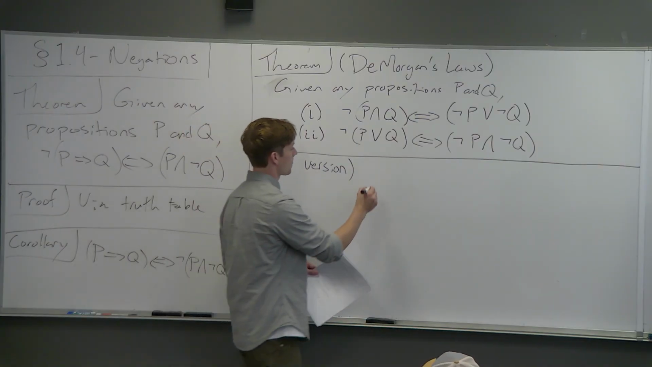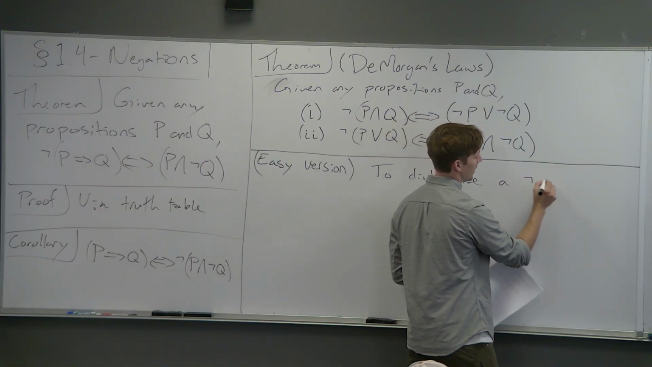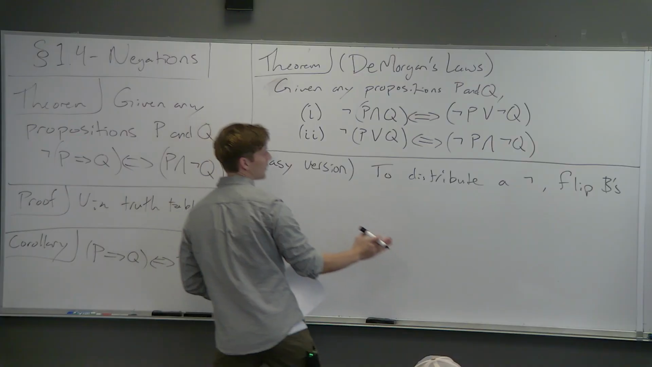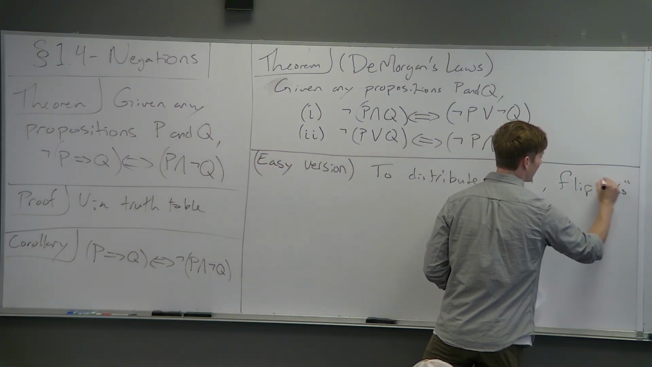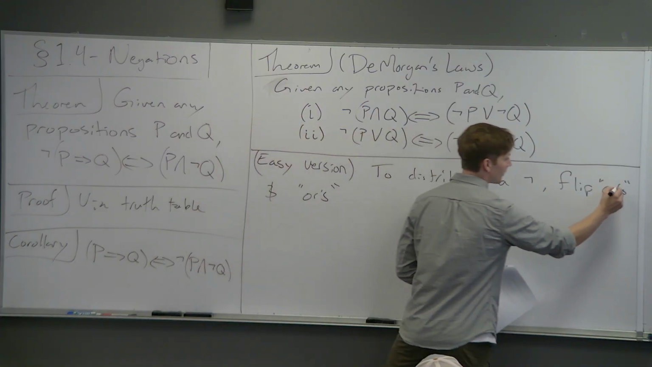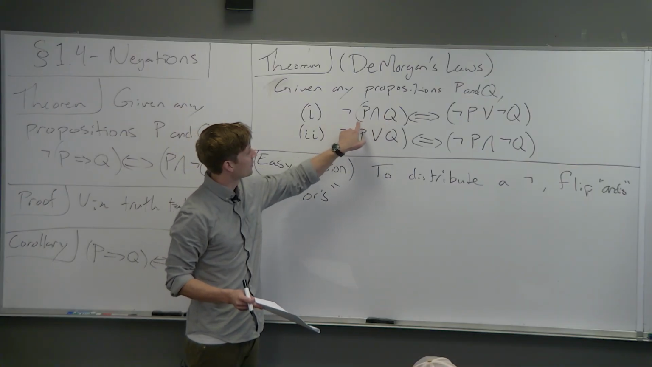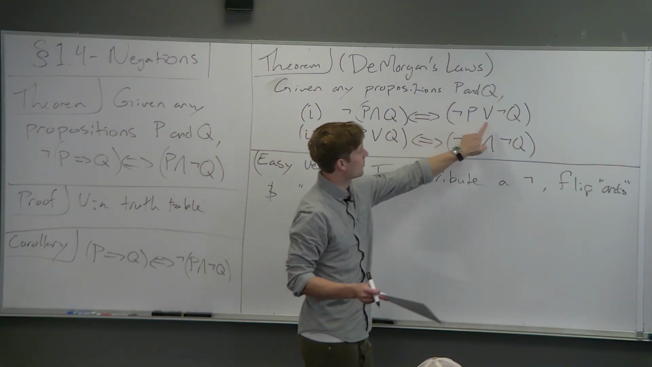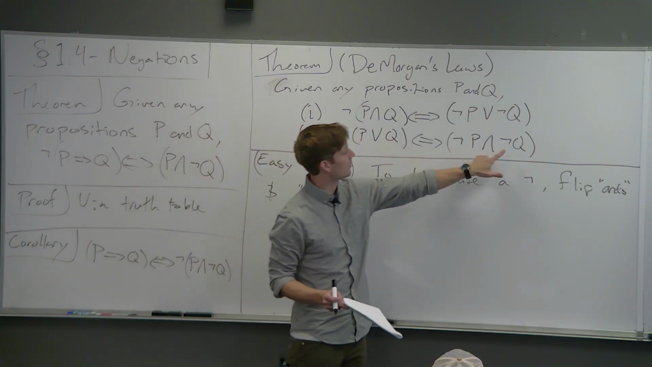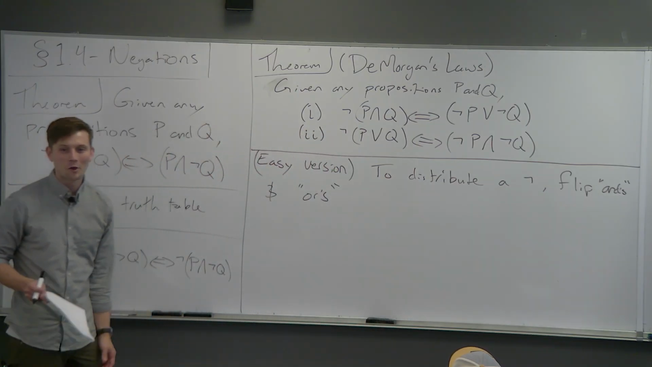Easy version. To distribute a not, flip ands and ors. That is, when you want to bring the not through an and, you can bring it in and not both things, but you have to flip that and to an or. And if you not (P or Q), you can bring it through and not both things, but you have to flip that or to an and. Reasonable? Okay. It's got a nice flow to it, right?